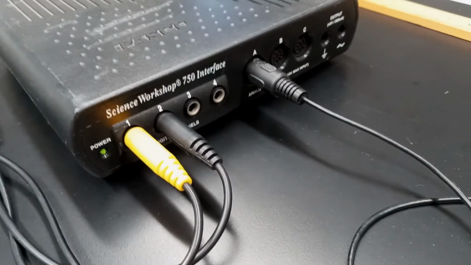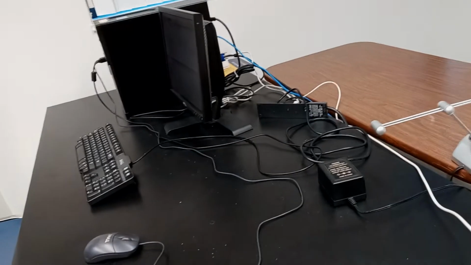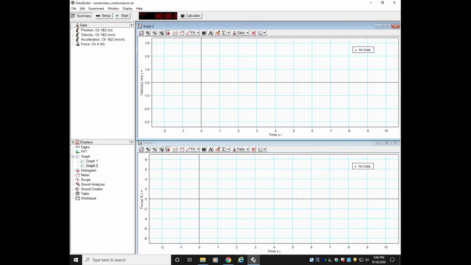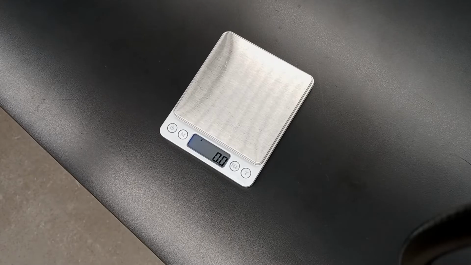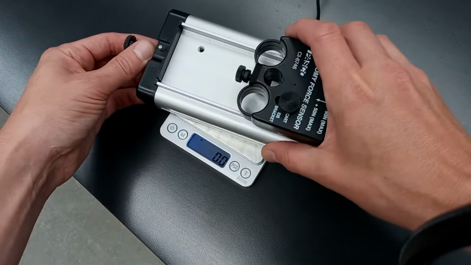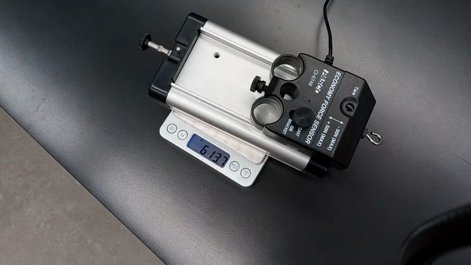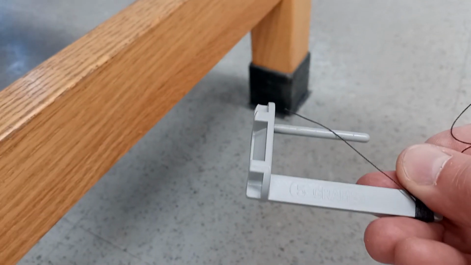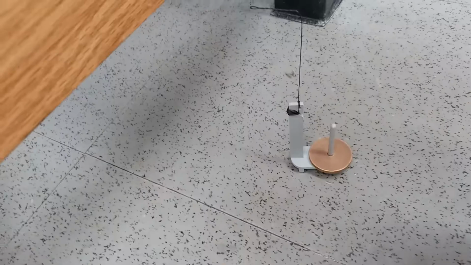Our sensors are connected to a computer interface, which is connected to a computer with data logging software, in which we will measure the applied force and the velocity of the cart. We'll measure the mass of our cart and attached force sensor. The mass holder that we're using masses 5 grams, and we'll place some additional 20 gram masses on it.